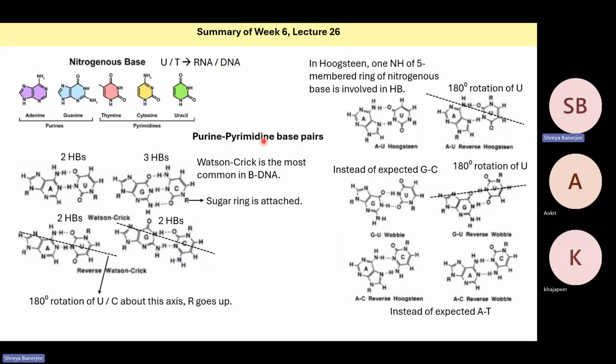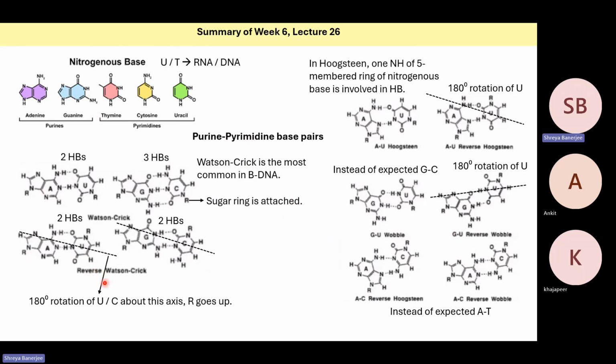Now, the common base pairs are the purine-pyrimidine base pairs, more specifically the Watson-Crick base pairs. This is the one we showed in the previous class, where you have A pairing with T or U through 2 hydrogen bonds, and G pairing with C with 3 hydrogen bonds. This is the most common base pair that is formed. But other than this type of base pairing, there are many other kinds of base pairs that can also form. And that is what we will discuss now.